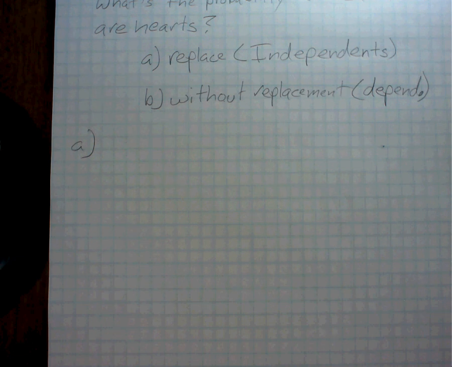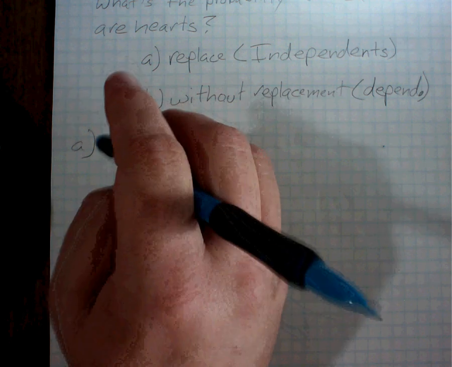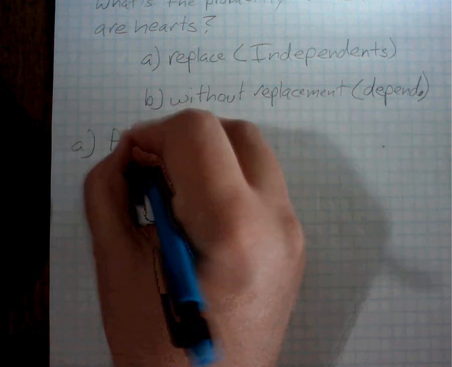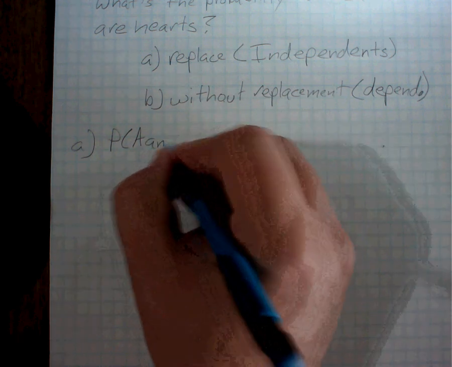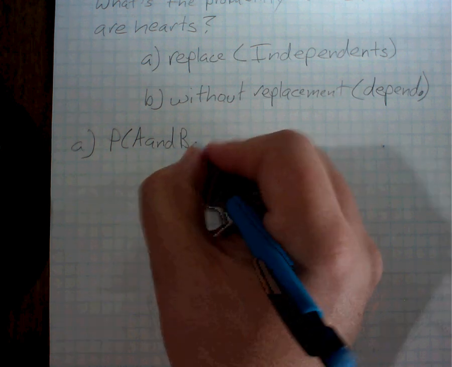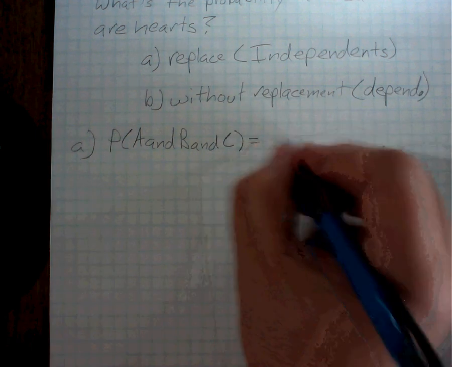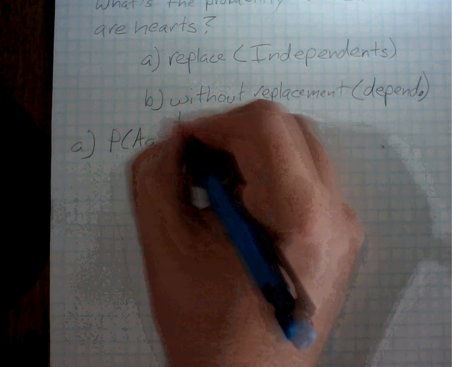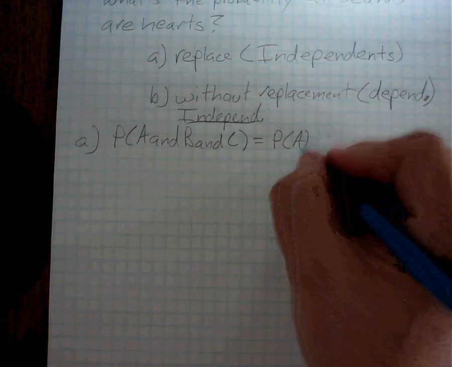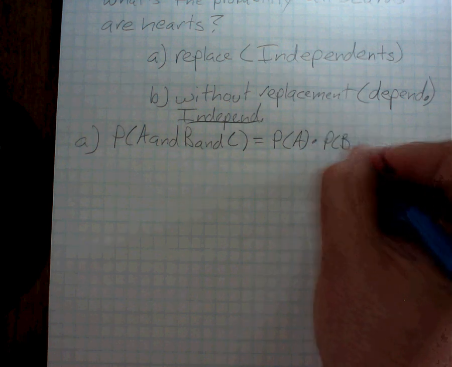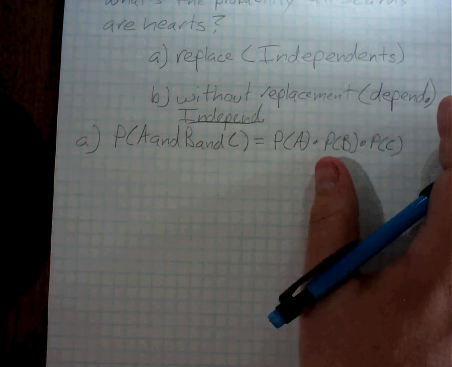So when we do the probability, let's choose some events, right? The probability of A, where A is the first card being hearts, and B, where the second card is hearts, and C, where the third card is hearts, is equal to the probability of A, this is for the independent, times the probability of B times the probability of C. Does that make sense?